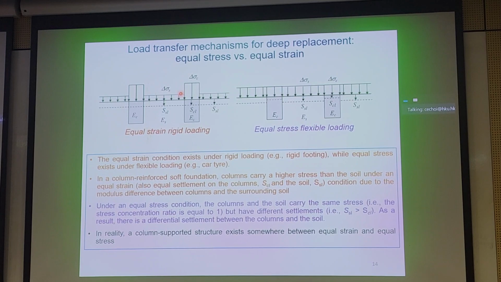So how large is your applied load too? Will most of the load be taken by the columns, or will a lot of the load also sit on the in situ soil? So there are pros and cons that need to be balanced when designing deep replacement methods. We won't dwell too much on this, but you just have to understand the challenges of deep replacement.